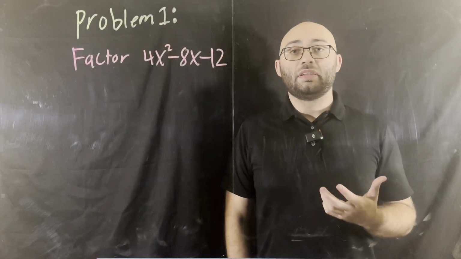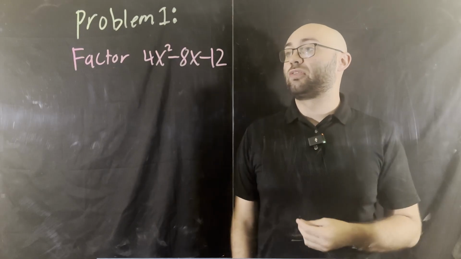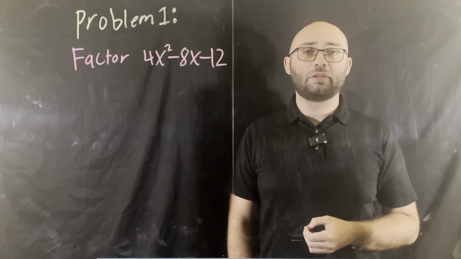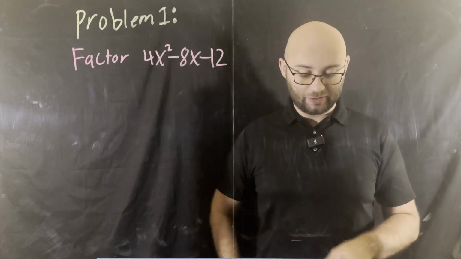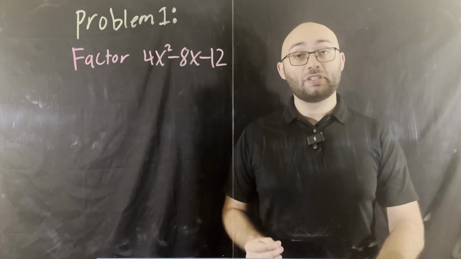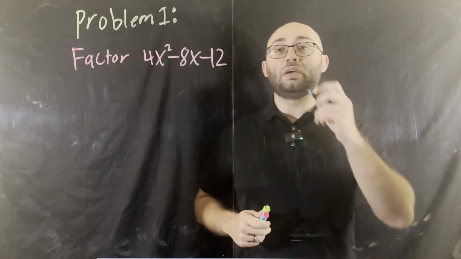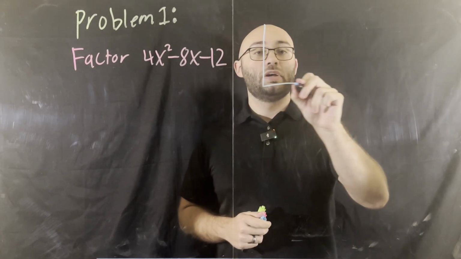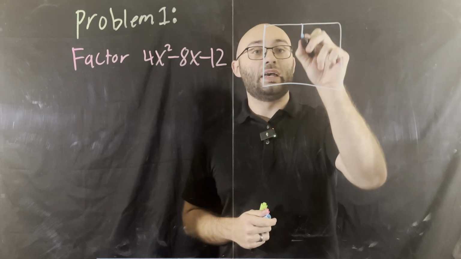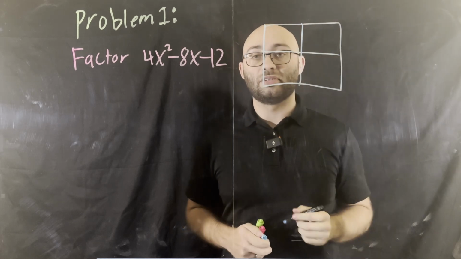Okay, class. Now we're ready to start our first problem, which we have over here. We're going to factor 4x squared minus 8x minus 12. So to get started, first things first is we need to make our generic rectangle. So I'm going to make a generic rectangle, and I'm going to make it like this.